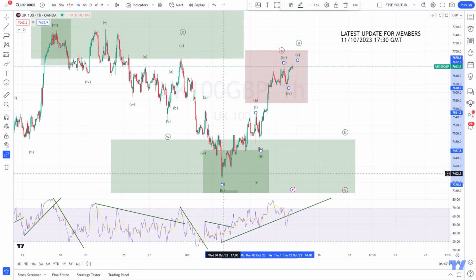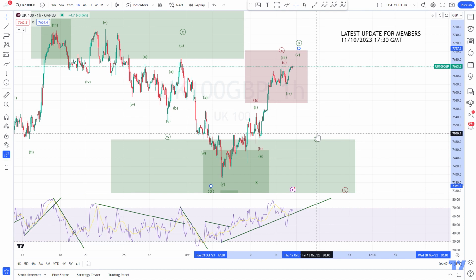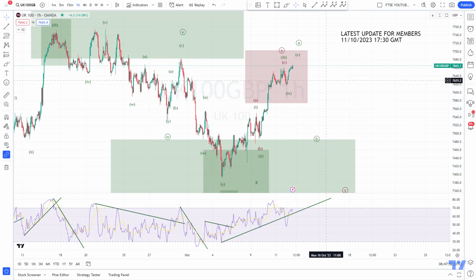So that would mean a wave A up, and then soon we should go down here as a wave B. But I believe this low here will hold, and then this wave B here will be followed by a wave C up. Where exactly this here will end, it's a bit hard to say.